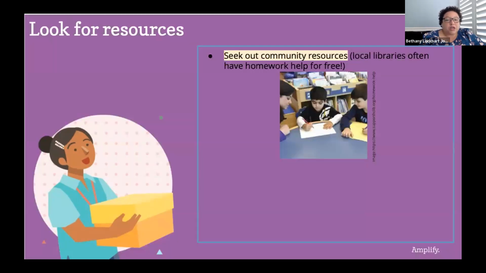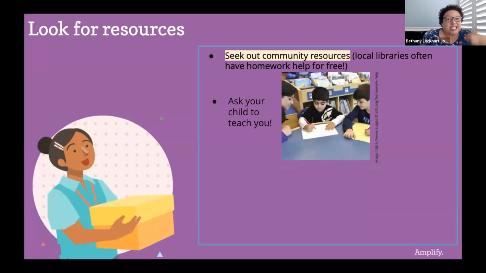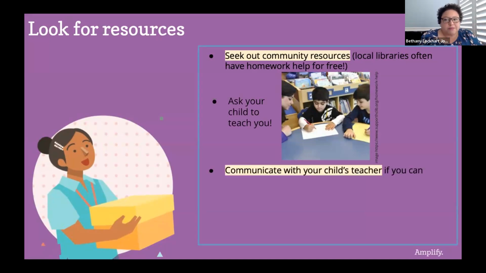So, as a parent, if you're math anxious, you might want to seek out community resources. Our public library has homework help where you can go to the library and there are folks there who will sit with your kiddo and do homework with them. You can ask your kiddo to teach you what they do know, or you can ask them, well, what do we know about this problem?